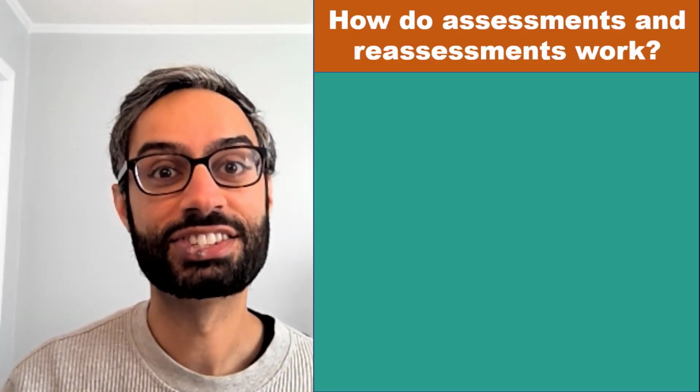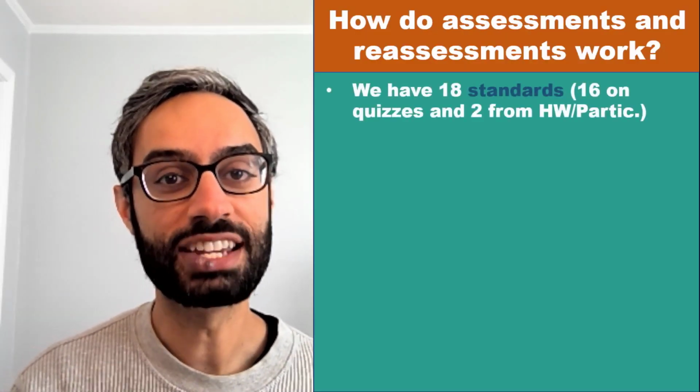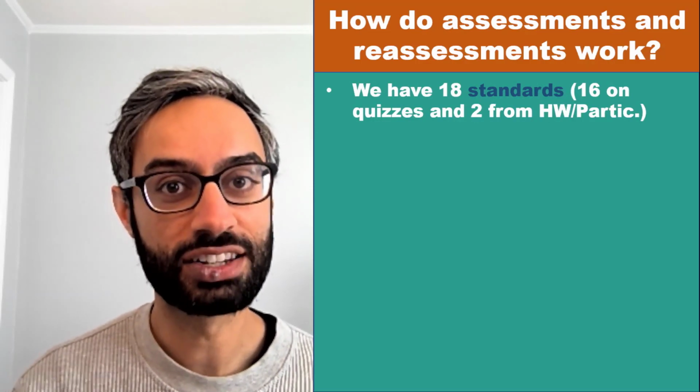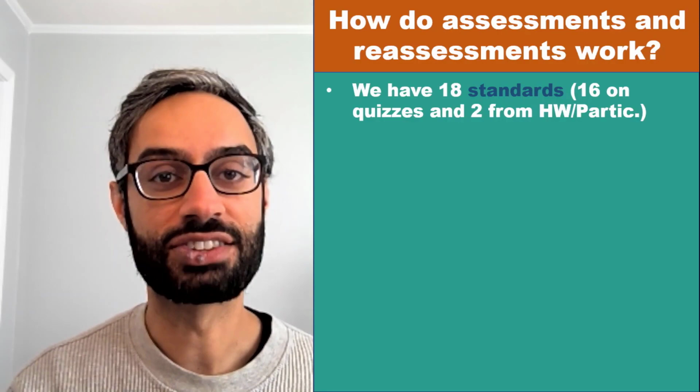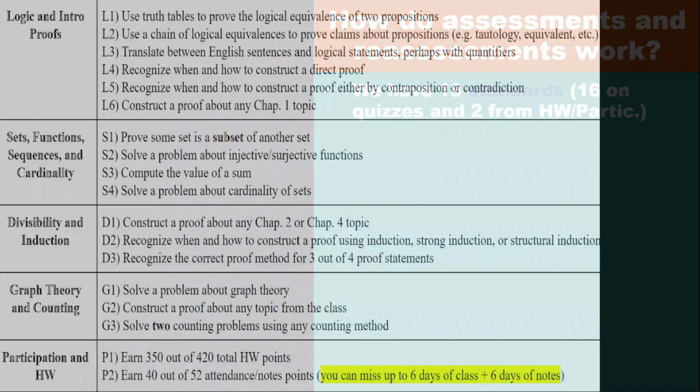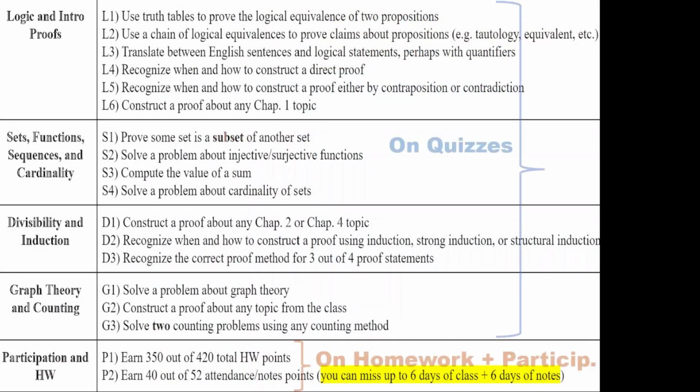So how will assessments and reassessments work? We have 18 standards, these learning objectives. 16 of them I'll assess you on in quizzes, and 2 of them are based on the homework and participation. Here's a list of our core standards. The 16 at the top are based on the quizzes, and the 2 at the bottom are based on how you perform on homework and participation.